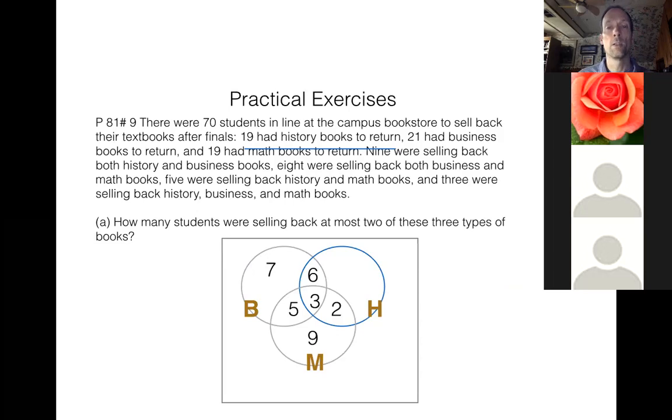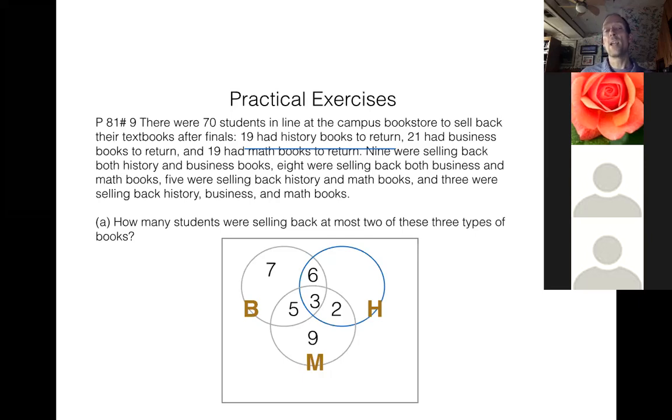Okay so far? Yeah. Okay, now when you look at the history in that blue circle, there's already numbers filled in there. And it totals 6 plus 3 plus 2, which is going to give us 11.